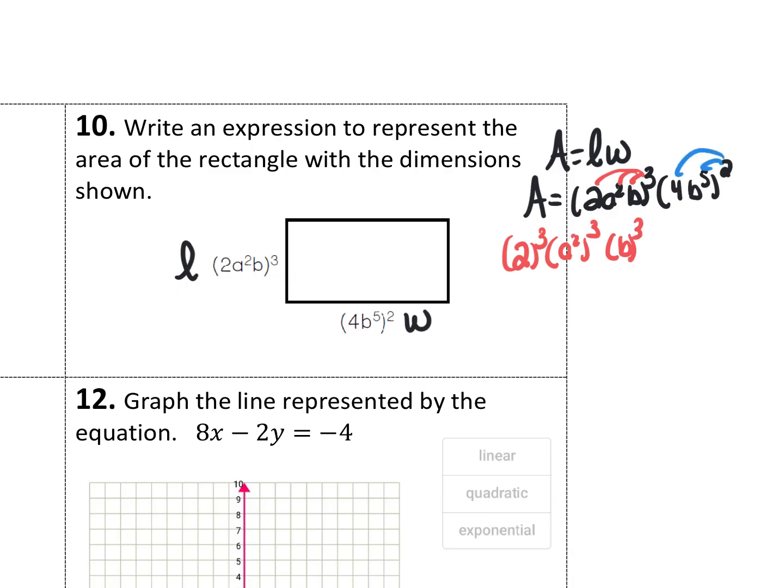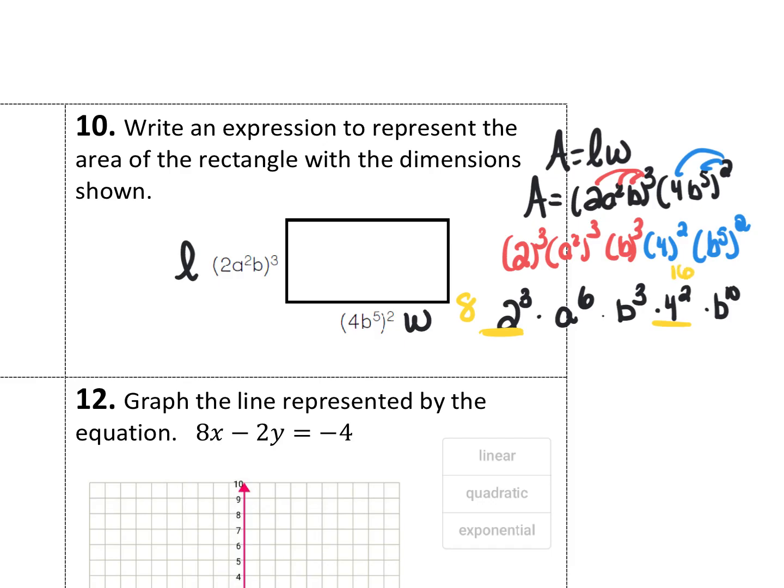And then the next one, everyone gets my 2 powers. So I have 4 to the 2nd, b to the 5th to the 2nd. So this is going to be 2 to the 3rd times, remember you multiply the powers, a to the 6th times b to the 3rd times 4 squared times b to the 10th. This and this are numbers. So 2 to the 3rd in my calculator is going to make an 8, and 4 squared in the calculator is going to make a 16. And then when you multiply those two together, you will get a 128.